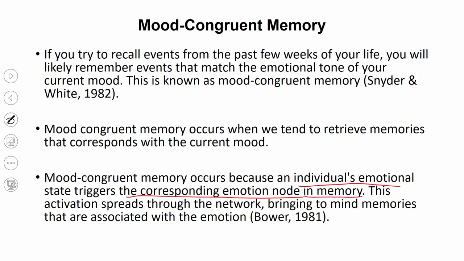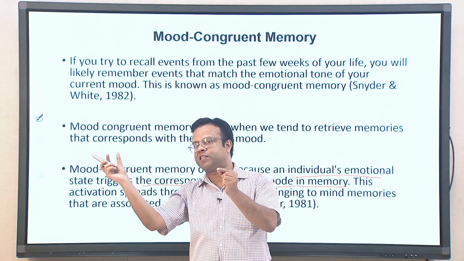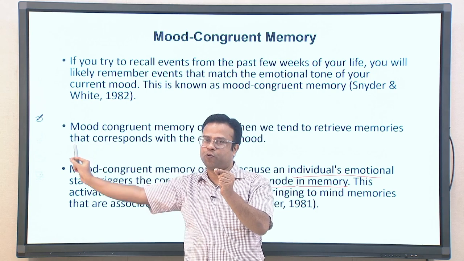This word node comes from the associative network model that we discussed in the last class, Bower's model, which says that emotions and memories are connected to each other in associative networks. So, whenever we are in a state of emotion such as happy or sad, this emotional state can trigger corresponding, similar emotions that we experienced in the past, and all the events associated with those emotions.